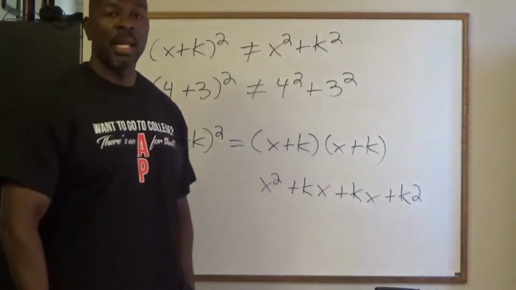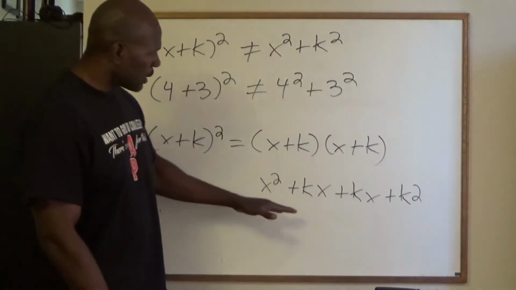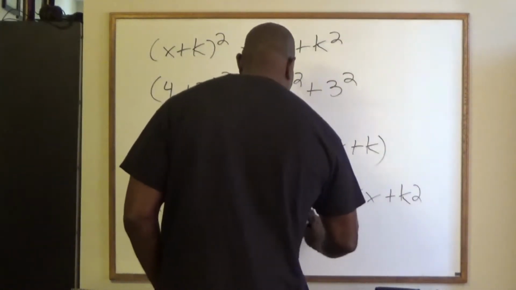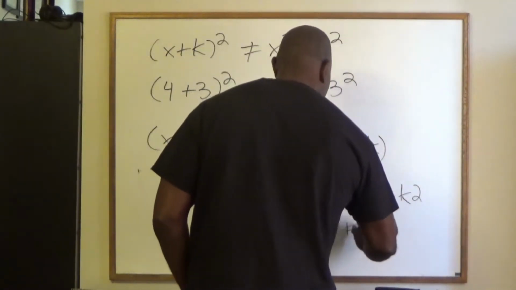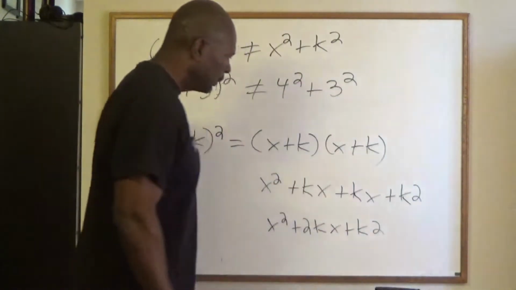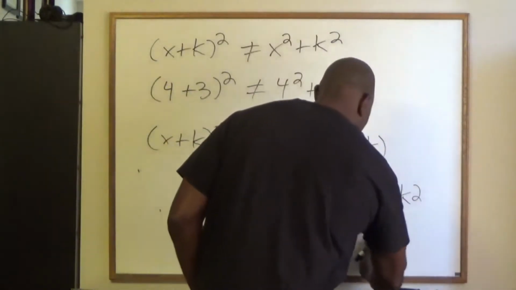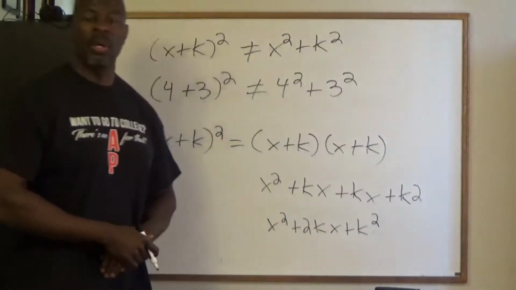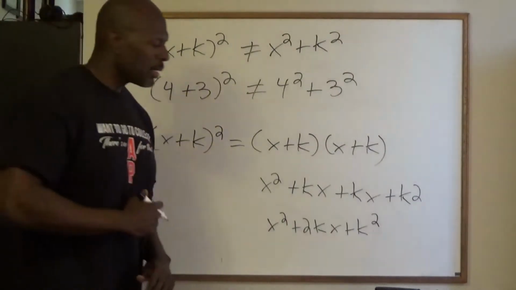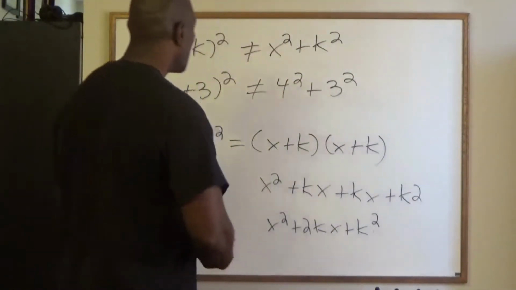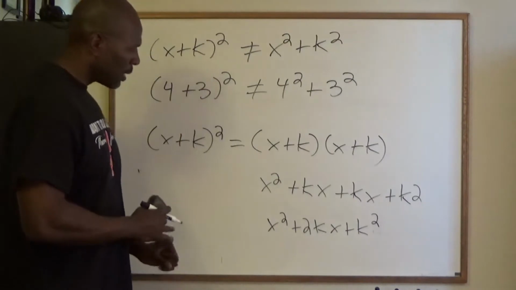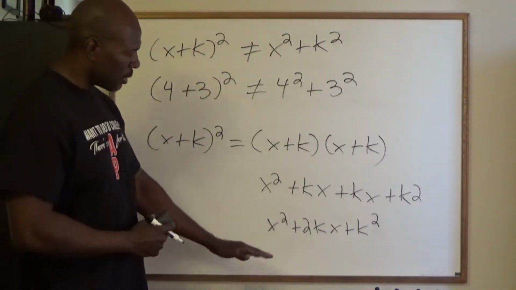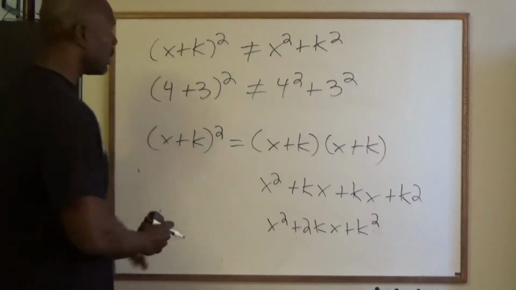You notice I have the two like terms in the middle, kx and kx. They can be added together to become 2kx. And so I get x squared plus 2kx plus k squared. Now you may ask, which is a very legitimate question, what in the world does that have to do with the quadratic formula? Well, let me show you. But before I show you, I want to point out a couple of things about the relationship between some of the terms in this answer and also the relationship between this answer and what we started with.